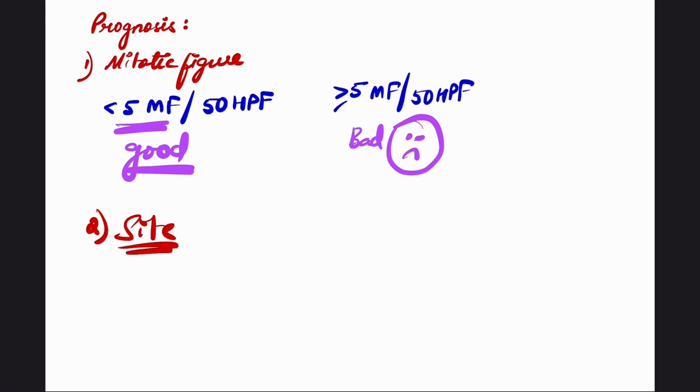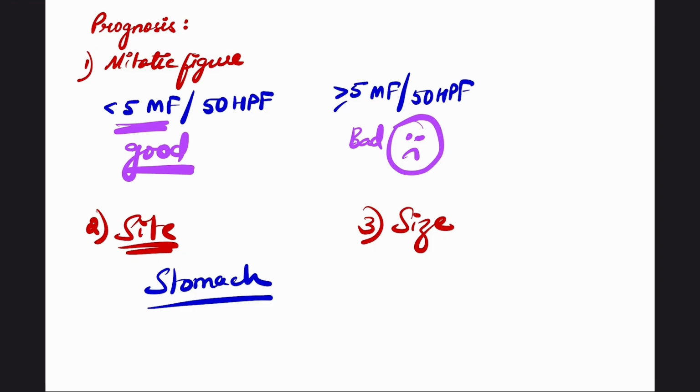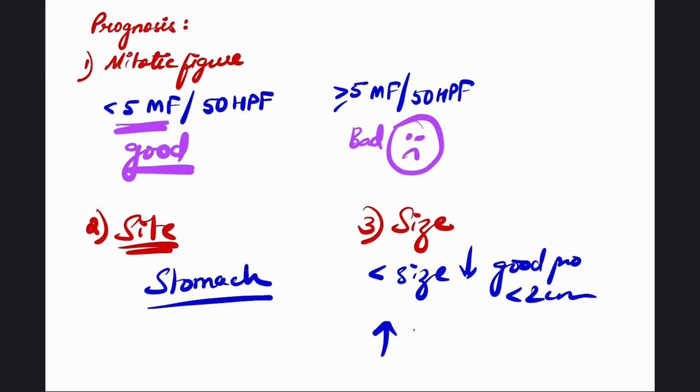The second prognostic factor is the site. The most common location is the stomach. Stomach is favorable, it shows a good prognosis. The third prognostic factor is the size. The smaller the size, the better the prognosis, like less than 2 centimeters. As the size increases, it means bad prognosis.